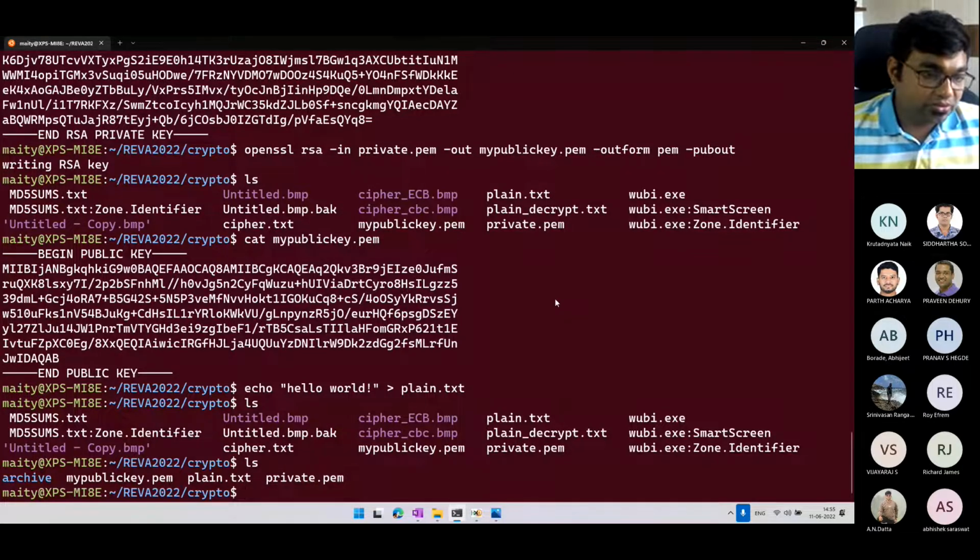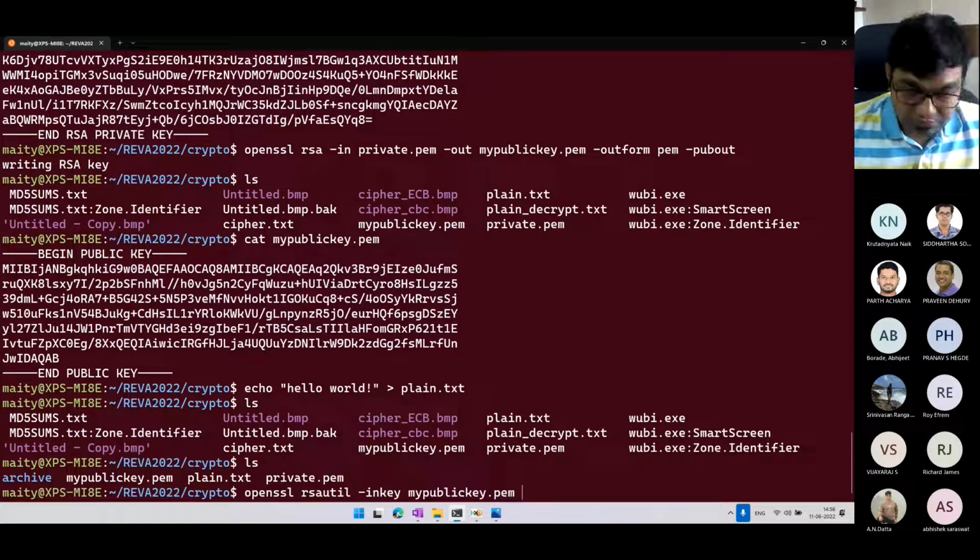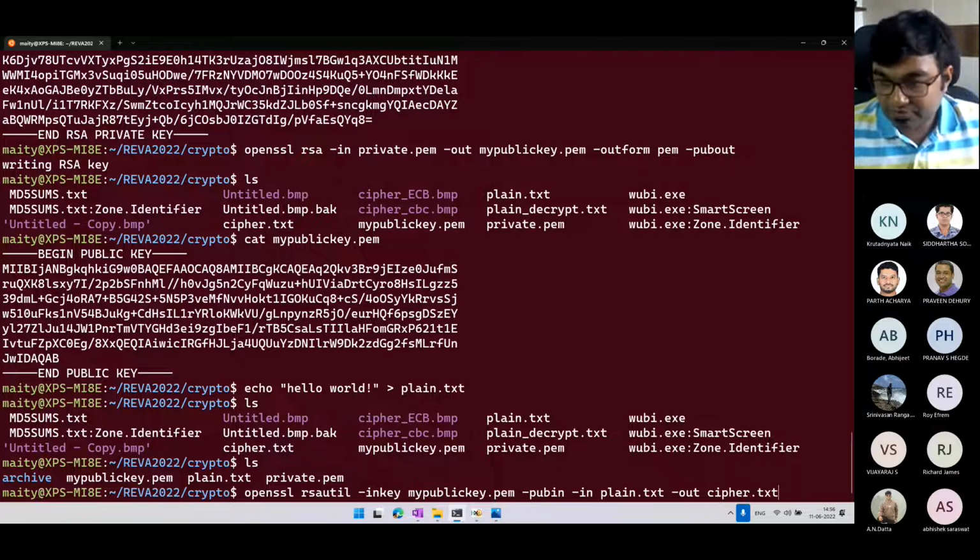Now the public key we are going to use for encryption purpose, right? Now let us do the RSA utility. First, I need to give the input key. Then this is the public file I have mentioned, and the text. Cipher.text. That is the file name I am just giving.